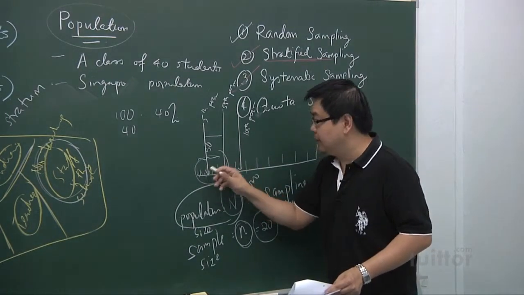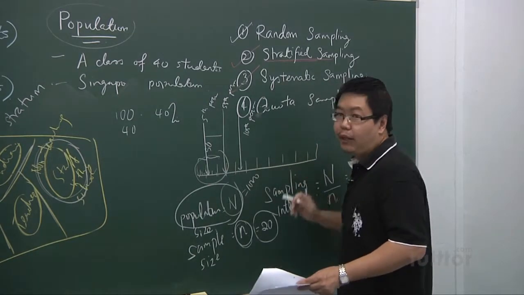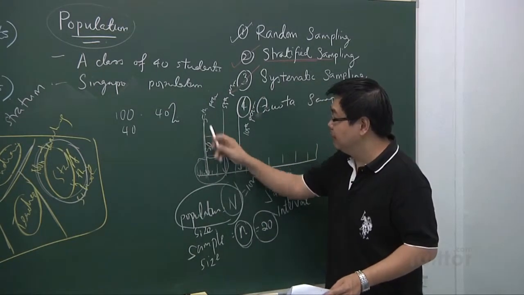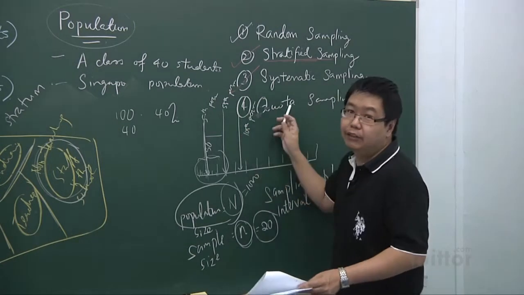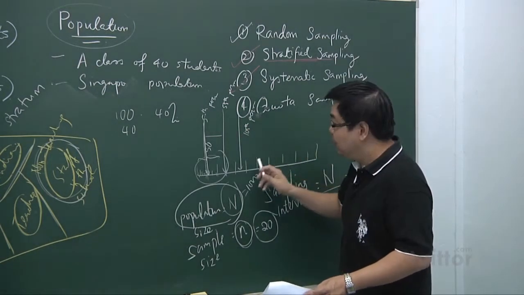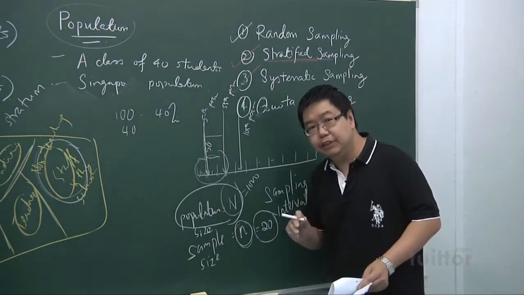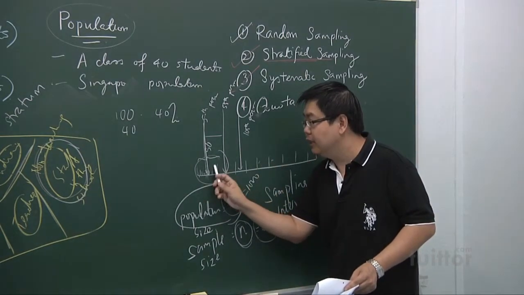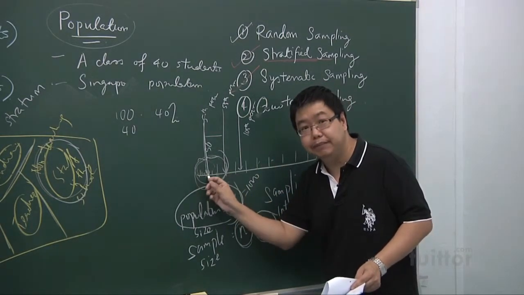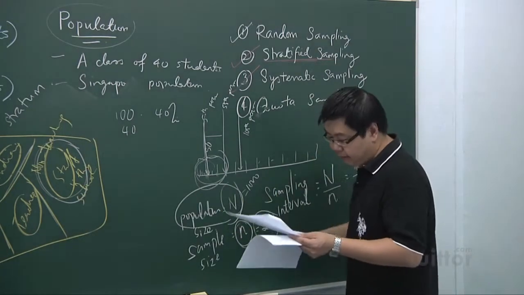And by picking that person, the rest becomes quite clear. Suppose you pick the first person, then you'll pick the 51st, 101st, and so on and so forth. So subsequent individuals will be picked according to which person you pick over here. Okay? That is systematic sampling.